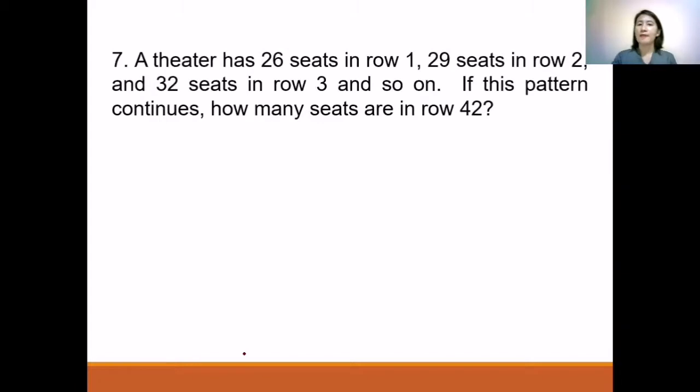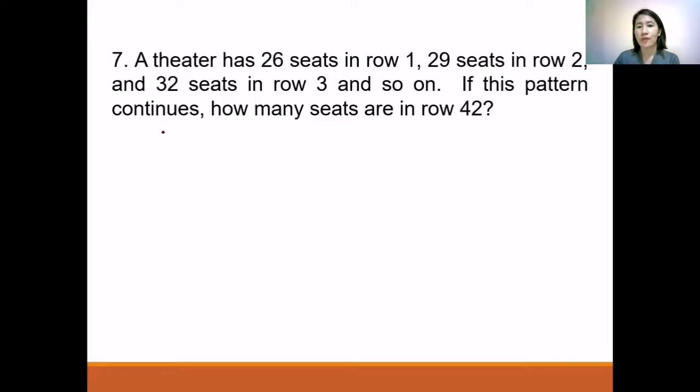So let's see. We have here: a theater has 26 seats in row 1, 29 seats in row 2, and 32 seats in row 3, and so on. If this pattern continues, how many seats are in row 42? For us to understand it more easily, it's better to write down the sequence itself.